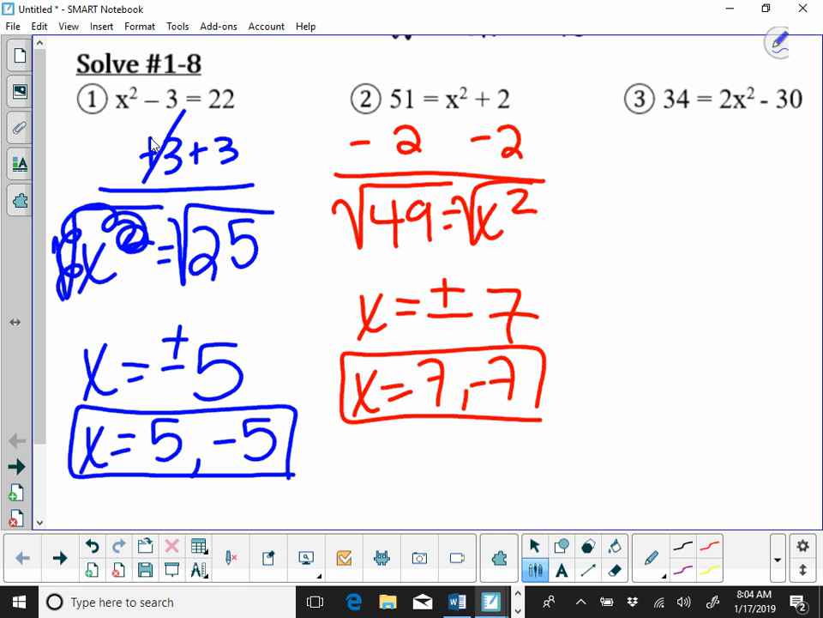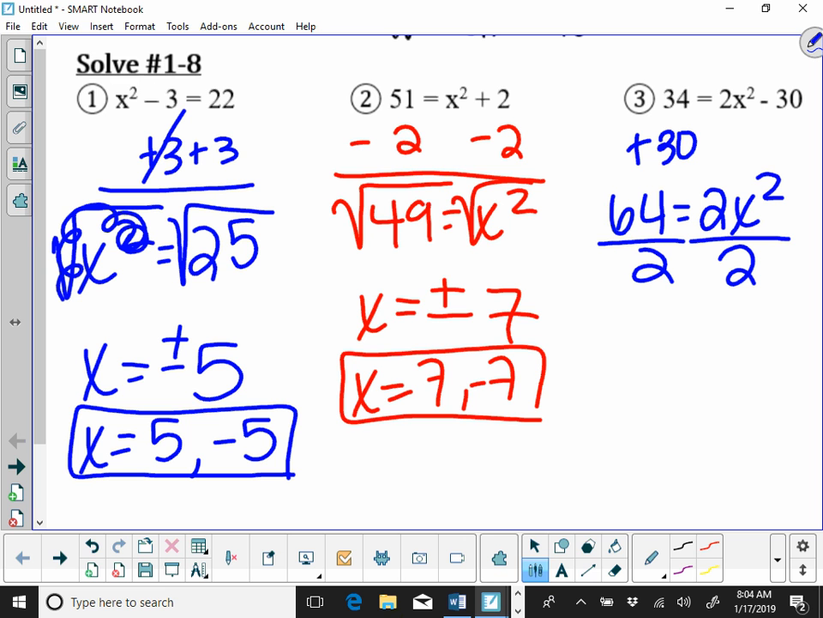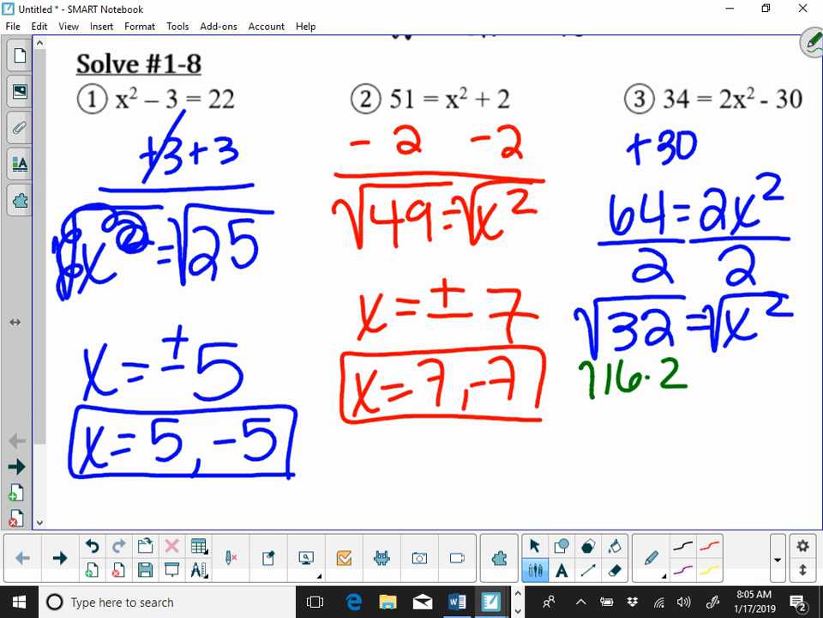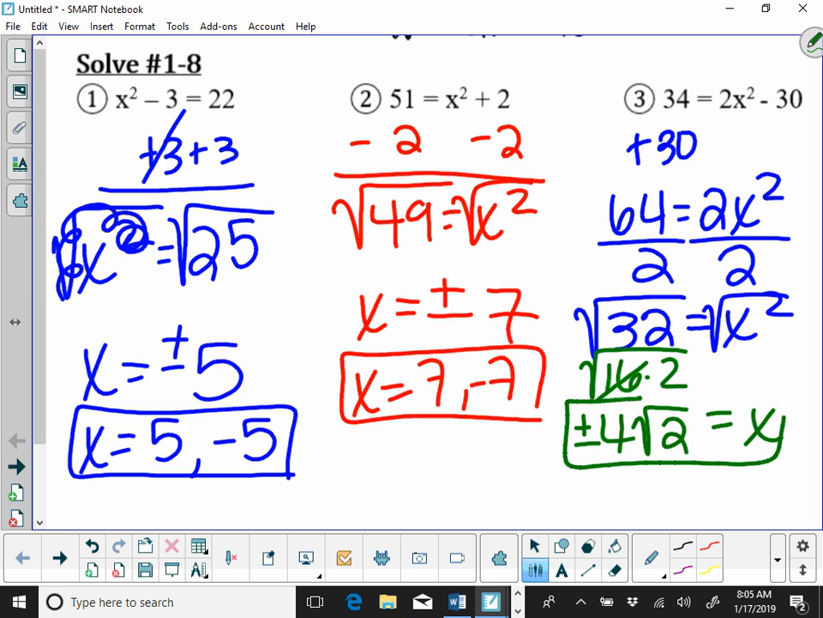Okay, now number 3 is a little different. You're going to move the 30. So I'm going to add 30, and that's going to give me 64 equals 2x squared. But we got to get rid of this 2. So we're going to divide by 2 first. And now this time when we take our square root, it's not a perfect square anymore. So we're going to use our square root knowledge, and we're going to break that down into 16 times 2. What's the square root of 16? You would say 4. So the square root of 2 inside, and that equals x. And then again, we just put the plus or minus in front for that answer.